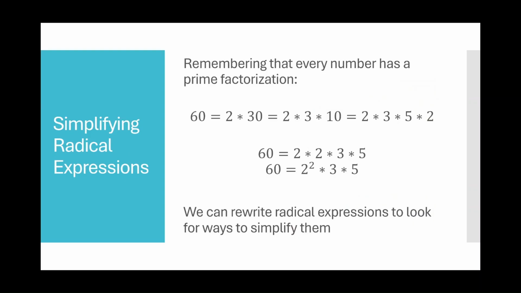So in order to simplify these square roots, we're going to use the prime factorization of numbers. Taking 60 as an example, in order to find the prime factorization, I'm trying to find whole numbers that multiply to 60. And I started with 2 times 30. You could start with 6 times 10, or 3 times 20, or 12 times 5. Whatever you want to start with is perfectly fine.